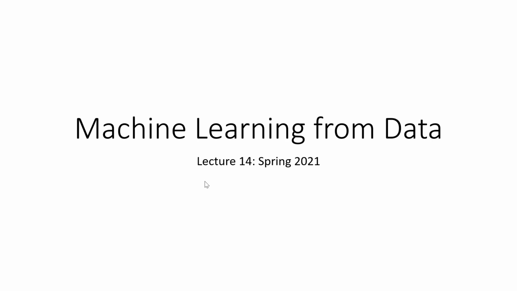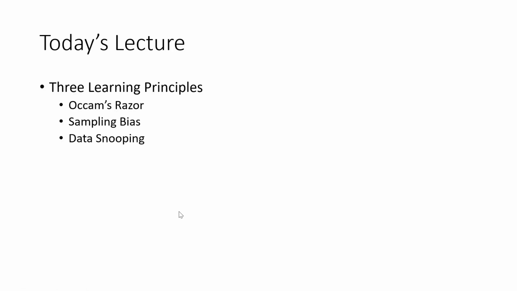This is lecture 14. And in this lecture, we are discussing something that's known as learning principles. In essence, we will look at three learning principles. The first one of them is Occam's Razor. Second is sampling bias, and then finally data snooping.